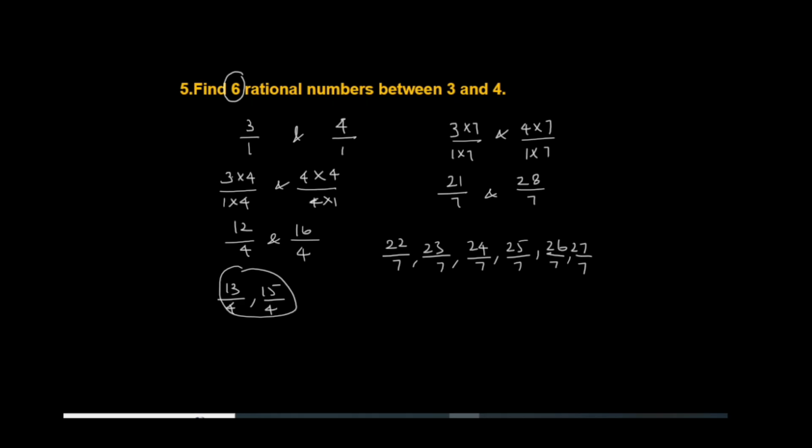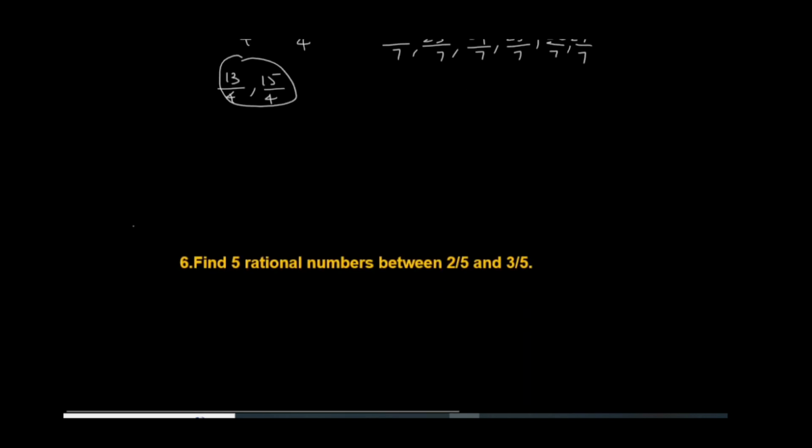We got 6 numbers. So how many numbers are they asking? More than one. You need to take a number more than one. Then make a common denominator. Then find the numbers in between that.